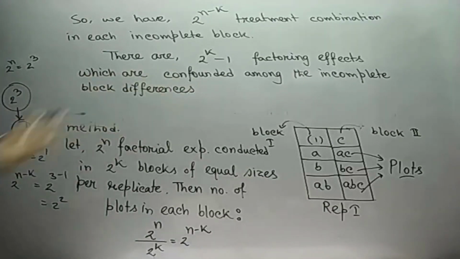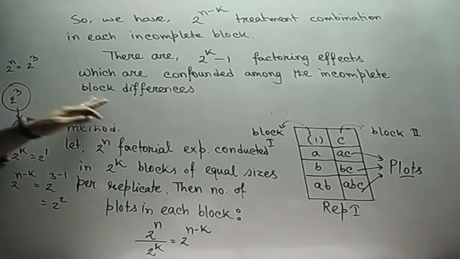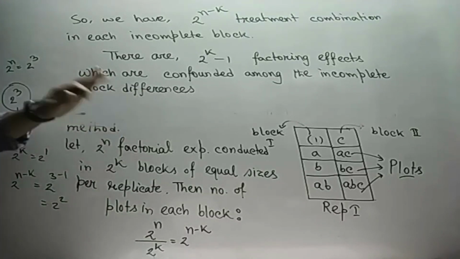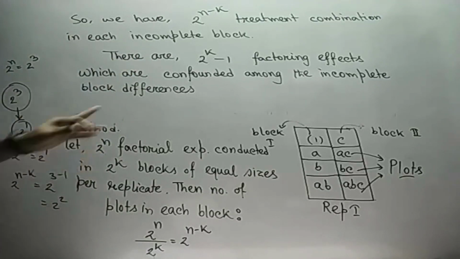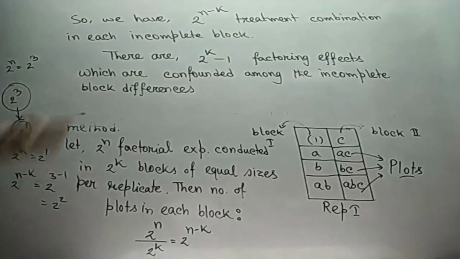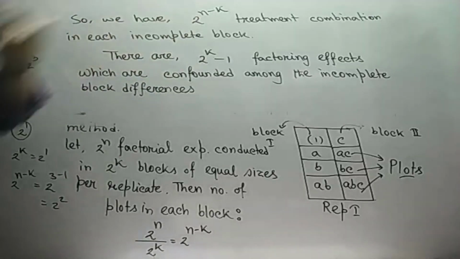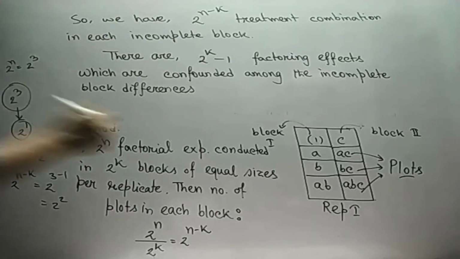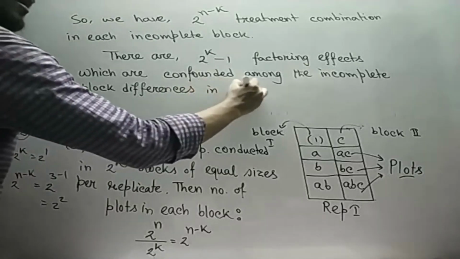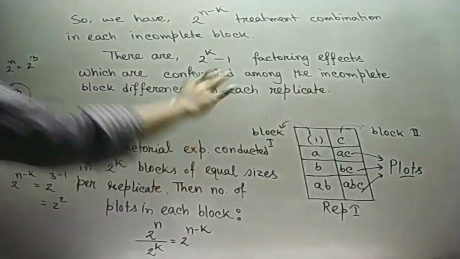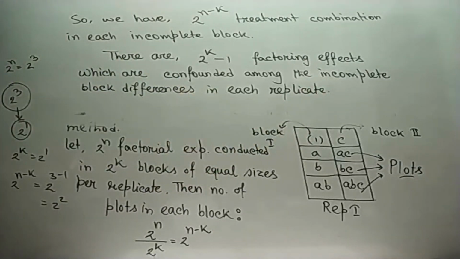I'm not talking about these incomplete block differences, as that's obviously a theoretical concept, but for MCQ purposes we don't need this concept. So always remember that if we have a 2 to the power n, 2 to the power k model, then 2 to the power k minus 1 effects or treatment combinations will be confounded, obviously in each replicate.